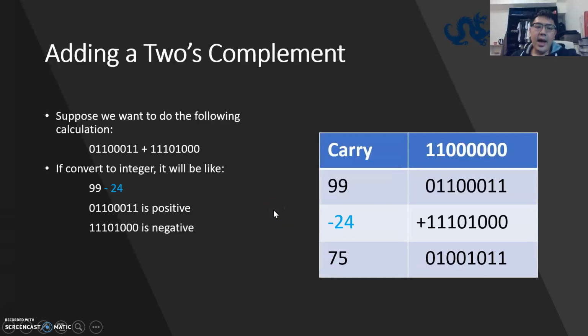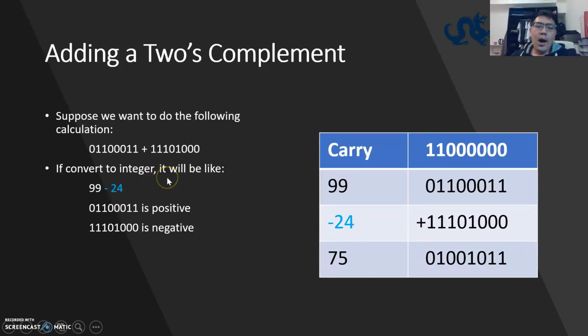So what will happen if we add up the 2's complement? Let me also explain this with an example. Suppose we want to add these two binary numbers. The first one begins with 0 and the second one begins with 1. So we can tell, based on my previous explanation, that the first one represents a positive integer and the second one represents a negative integer. This first one represents 99 and the second one represents negative 24.